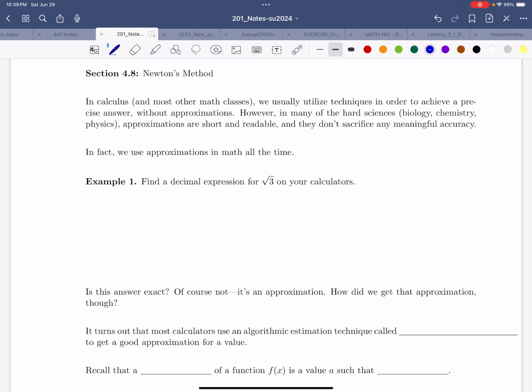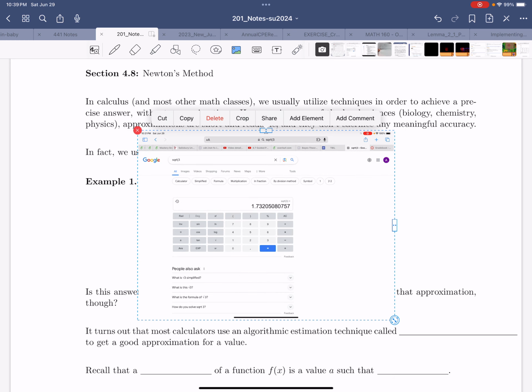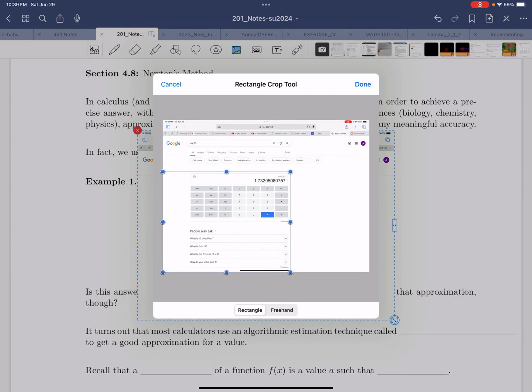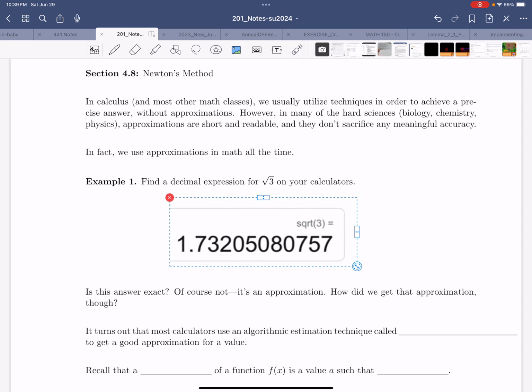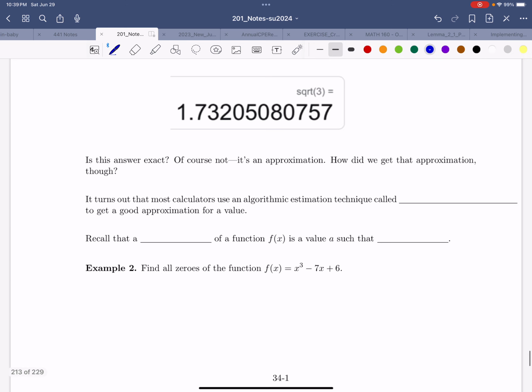For example, if you type in the square root of 3 into your calculator, you're going to get the following. I actually typed this into Google, and I got the following. Again, that's not the right answer, but it's a very good approximation. And so the question is, how do they get that? The goal is to replicate that. It turns out most calculators use an algorithmic estimation technique called Newton's method. You might also hear it referred to as the Newton-Raphson method.